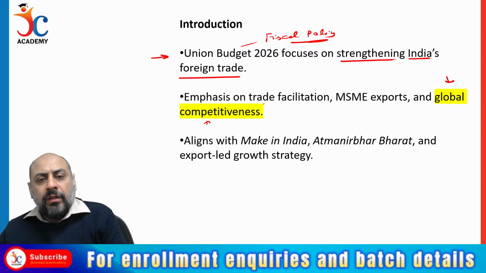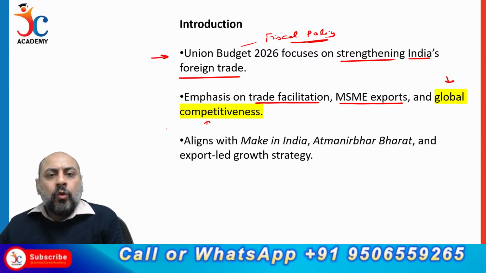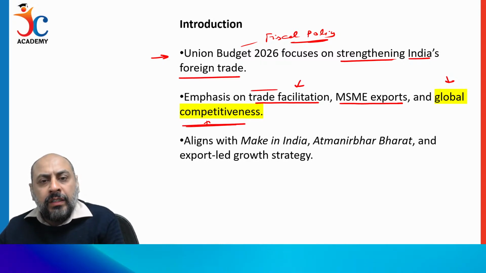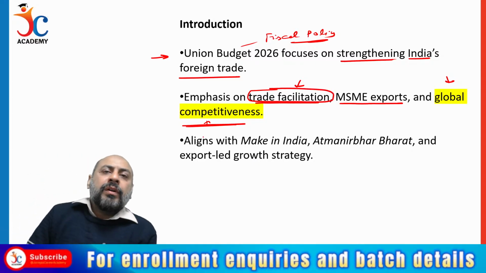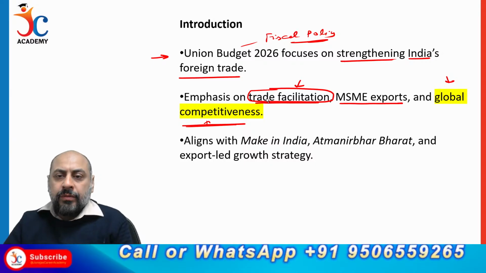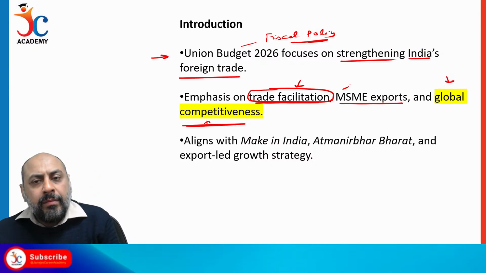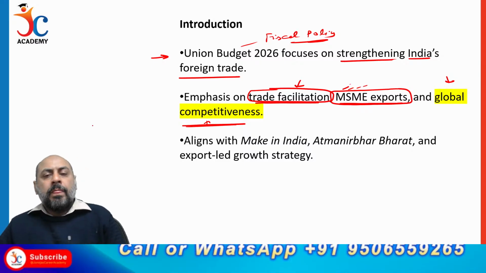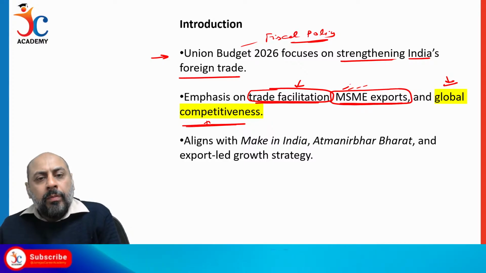So the emphasis was on trade facilitation, MSME exports, and global competitiveness. Trade facilitation means we are trying to facilitate trade. We are helping importers and exporters grow their business. MSME exports is exports managed by micro, small, and medium enterprises, and these enterprises do export. And then lastly, it is global competitiveness.